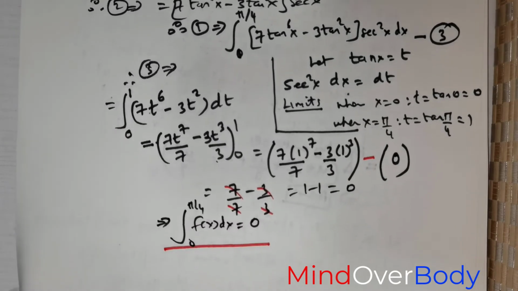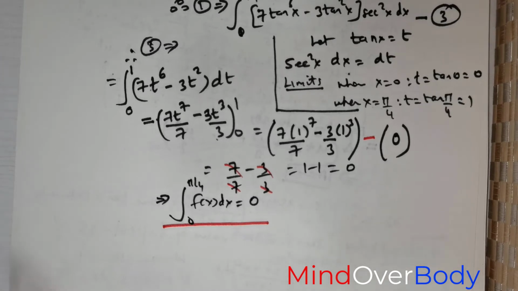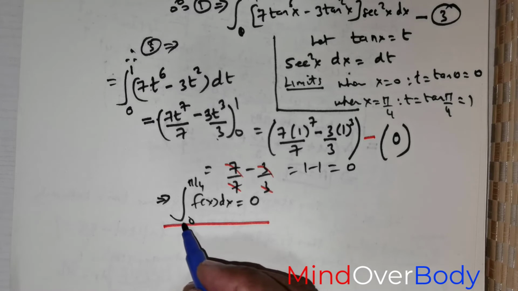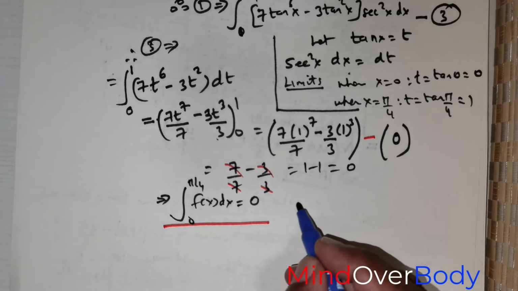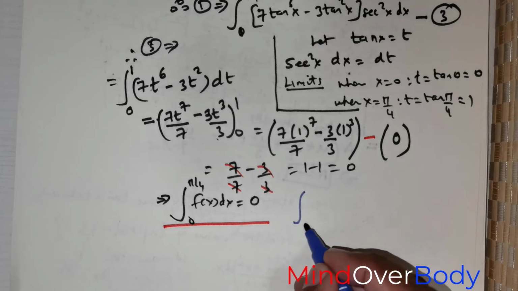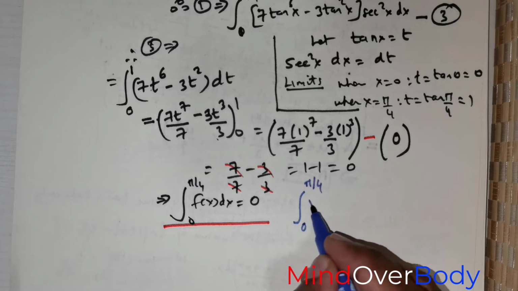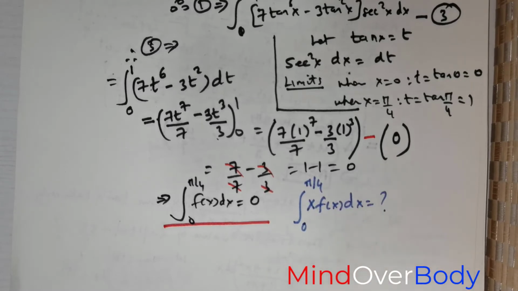So we will make sure that we have understood the concepts and the application part, and now we will proceed on to the next question, students. Now what if instead of asking to obtain the integral from 0 to pi over 4 of f of x dx, the question was asking you to obtain the integral from 0 to pi over 4 of x times f of x dx? How would you handle this question?